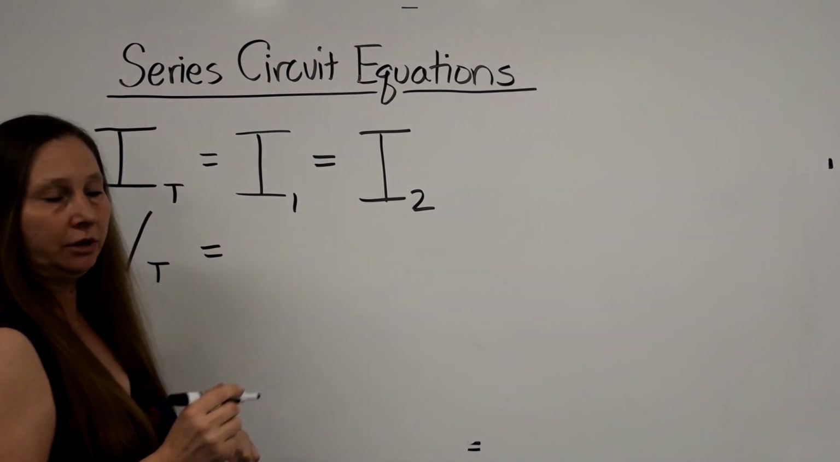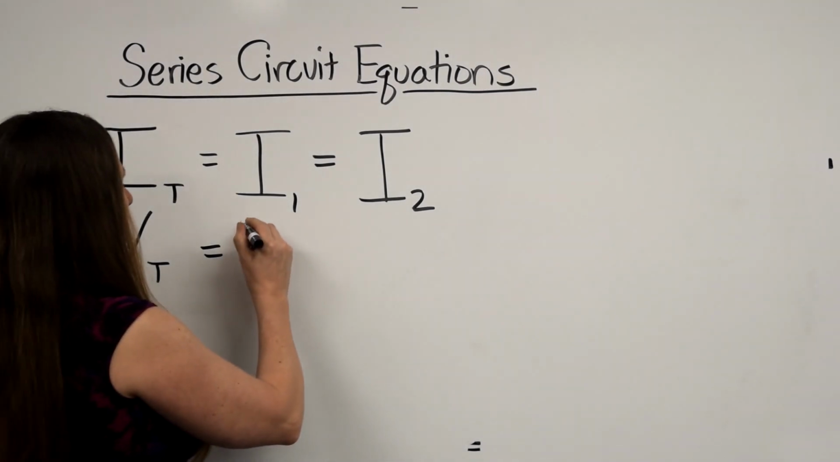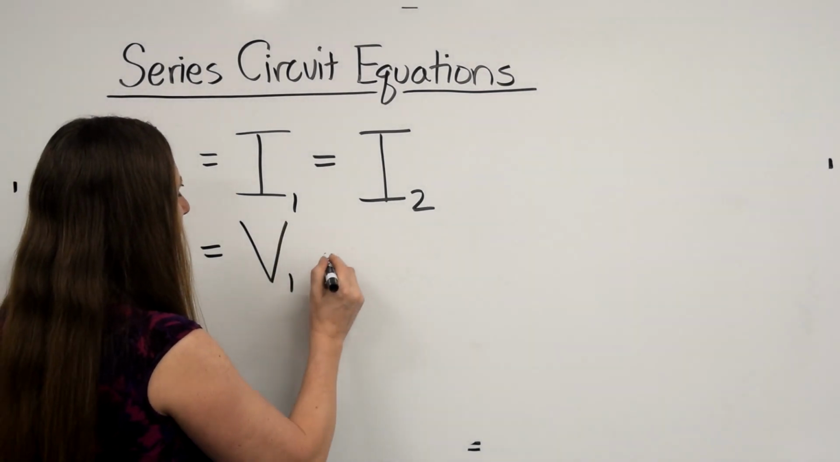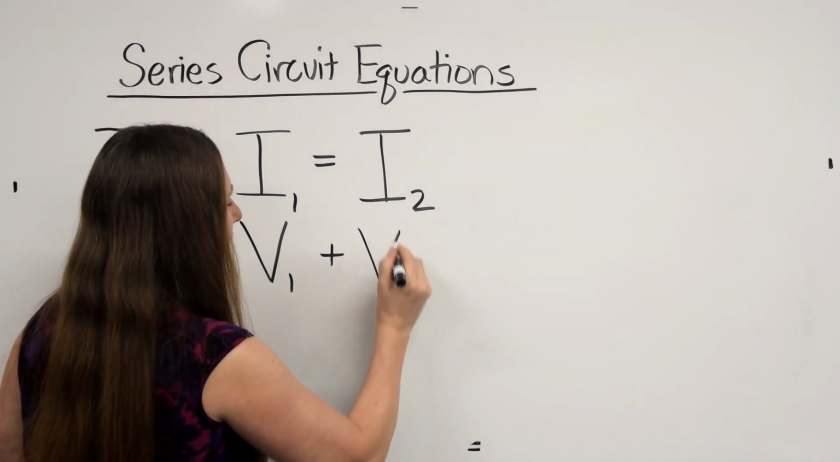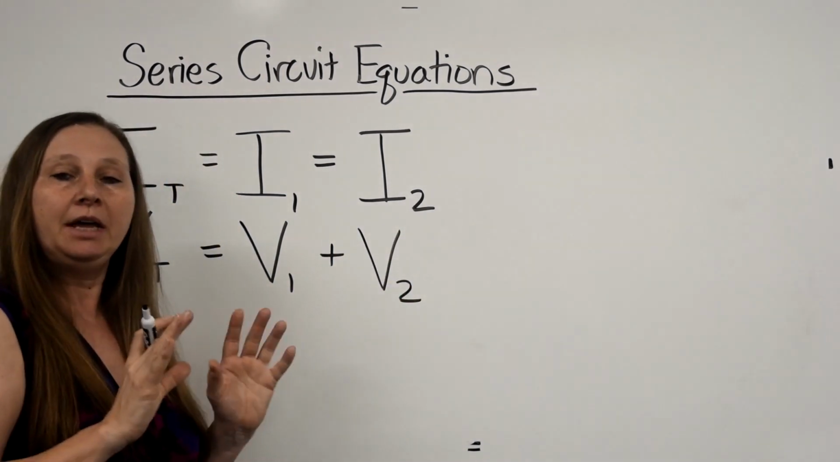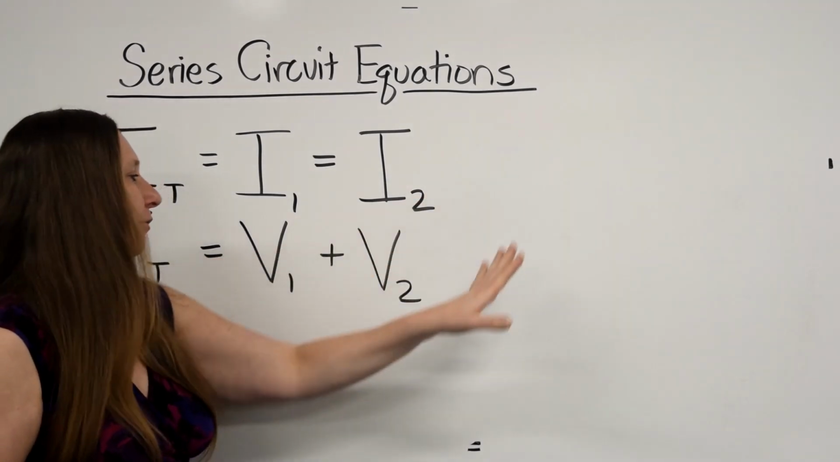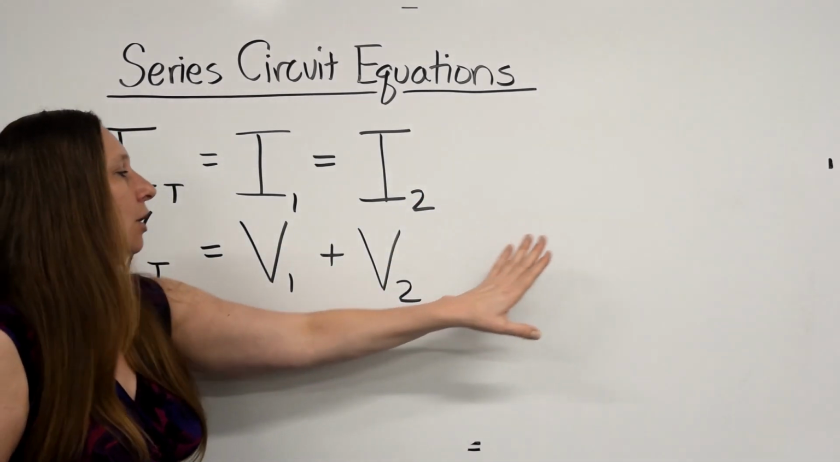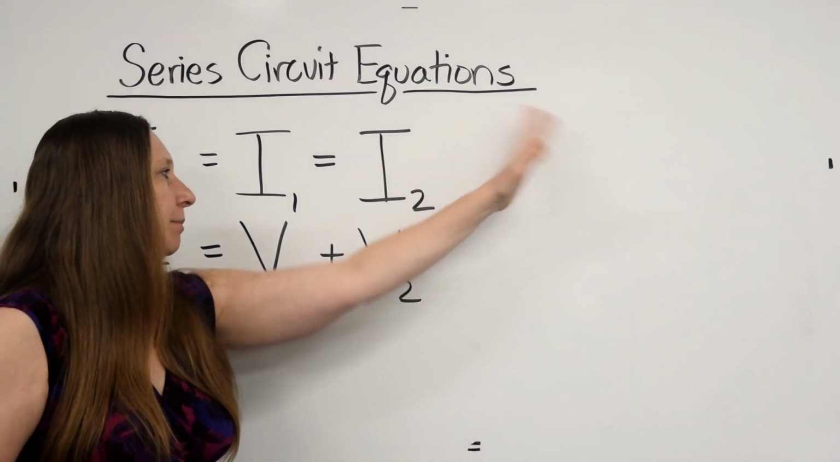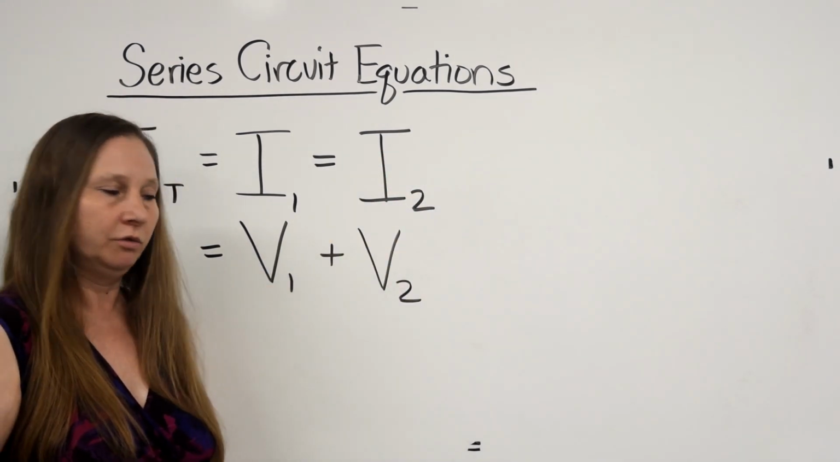Now, voltage, right? The total voltage, and I'm going to put V total. The total voltage in a series circuit is going to be the voltage through the first resistor plus the voltage through the second resistor. Now, if there were more resistors, then it could be I3 and I4 or plus V3 plus V4. We would just keep going if there were more than 2 resistors.